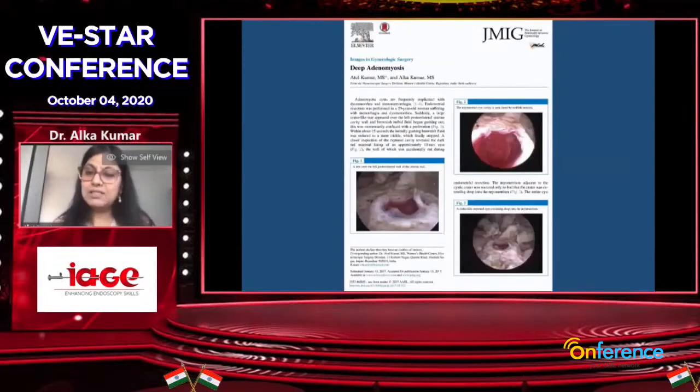When we were doing this, a turbid chocolate-colored fluid came out. Similarly, deep adenomyosis is another entity which we need to look out for, and we are in a phase of understanding with all the classifications which are there, and the hysteroscopic management of adenomyosis, especially in cases of.